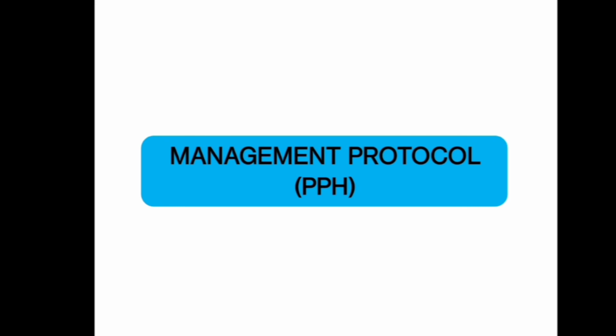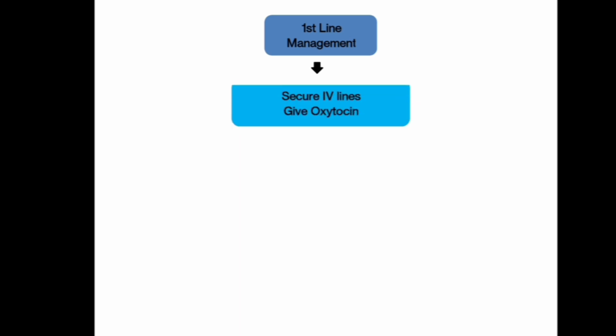So the management of PPH. First line management: secure an IV line first because the patient will be in a state of shock. Then give oxytocin, because PPH is a complication of mismanagement of the third stage of labor and the drug of choice for the active management of the third stage of labor is oxytocin.